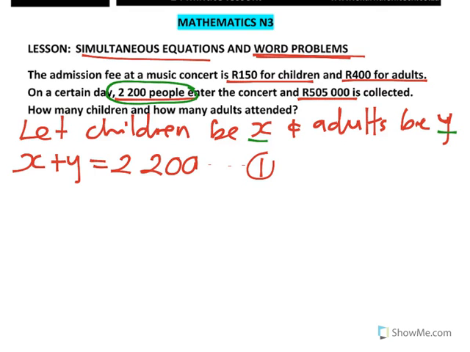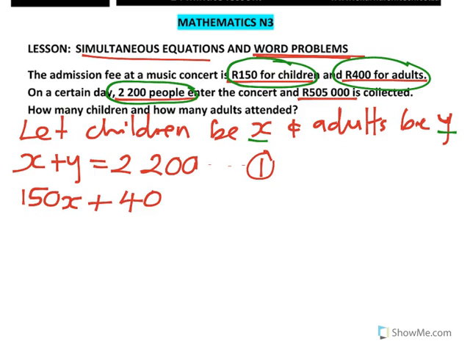Do you see now when we're talking about simultaneous equations? Why is it equation 1? Because the moment you've got x and y, you need two equations to solve for two unknowns. Now, where are we going to get the other equation? The monies that they are talking about: 150 for children and 400 for adults. So what does it mean? It means 150 times the number of children that attended, X, plus 400 times the number of adults that attended, Y. They got a total of 505,000. So this becomes equation number 2.